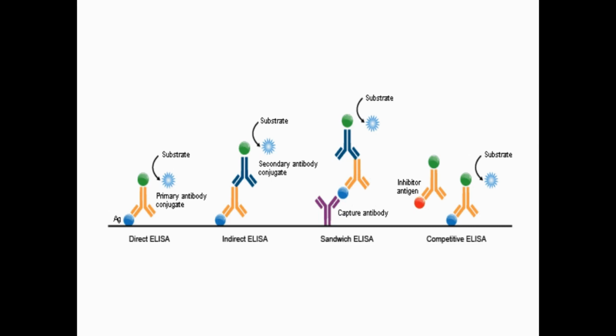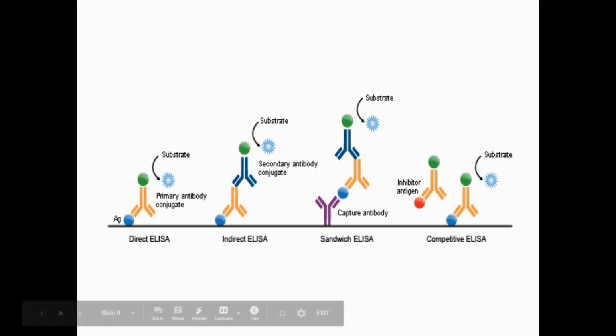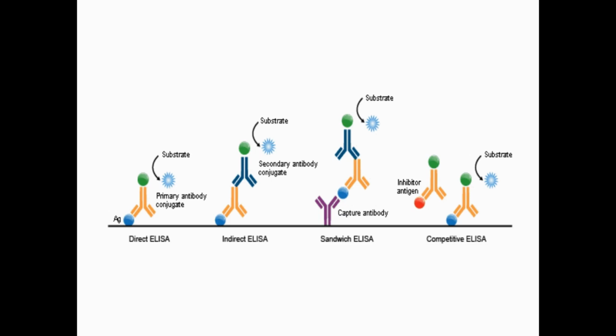In sandwich ELISA, the antigen is sandwiched between a capture antibody and a primary antibody. And in the inhibition ELISA or the competitive ELISA, the antibodies in the higher concentration bind with the antigens.